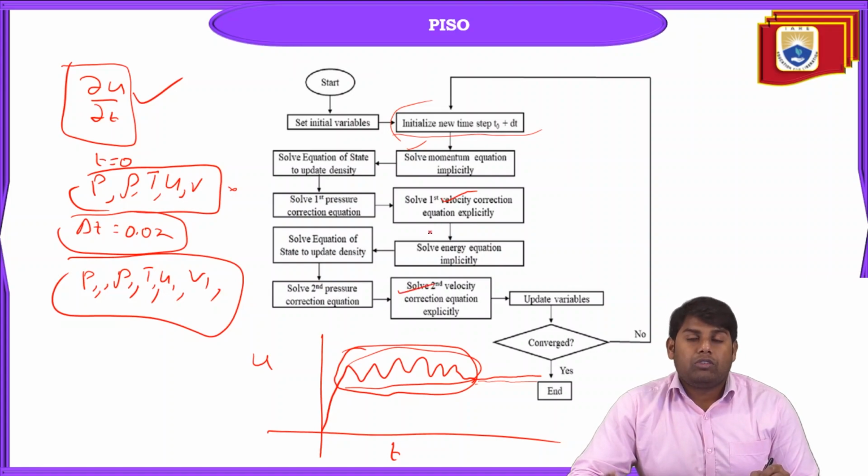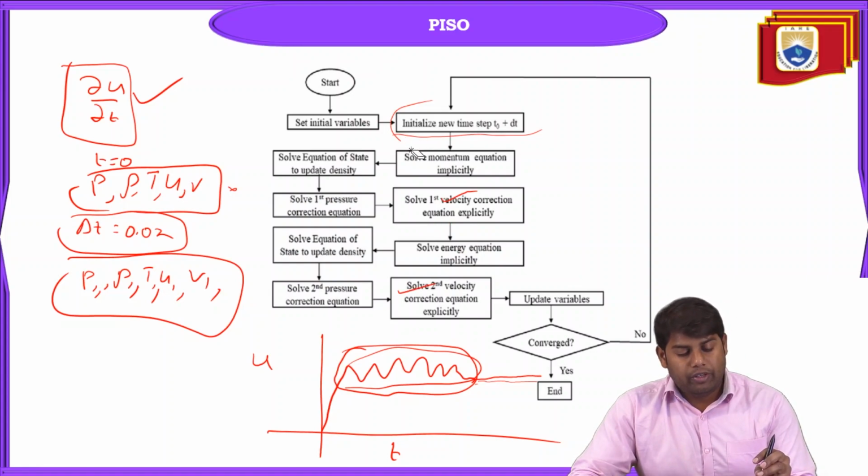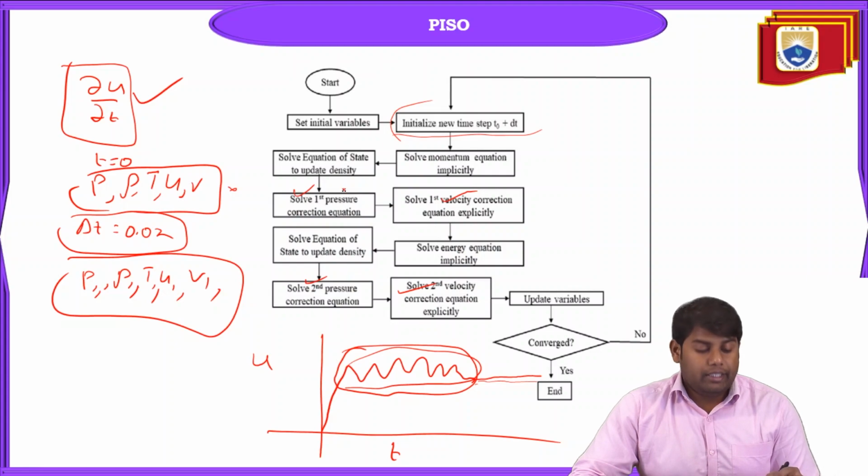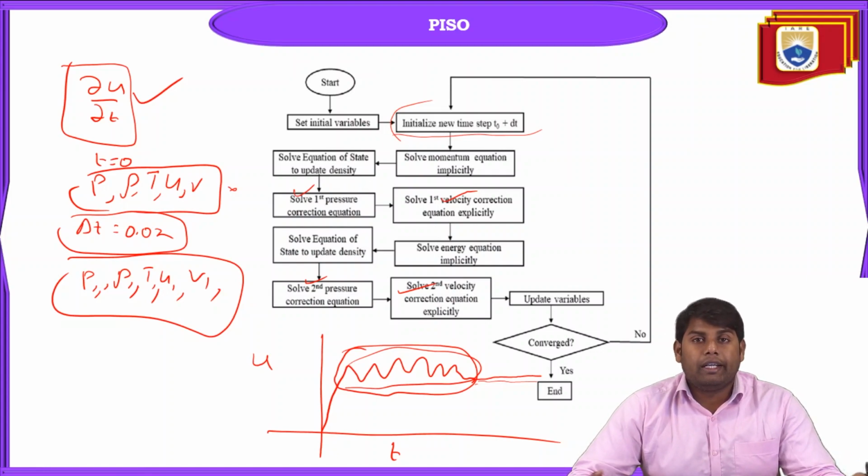So once we solve the momentum equation, we need to solve the velocity correction twice, and then you have pressure correction twice. And this algorithm which I have shown is for compressible flow. Fine. So this is how the algorithms are solved for the different stages. Like, let's say, the SIMPLE algorithm is for steady state solvers, and PISO is for transient solvers.